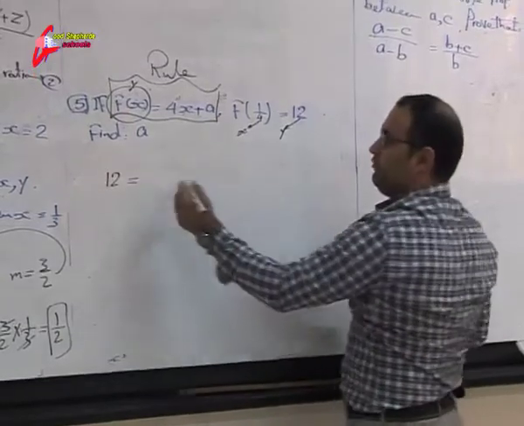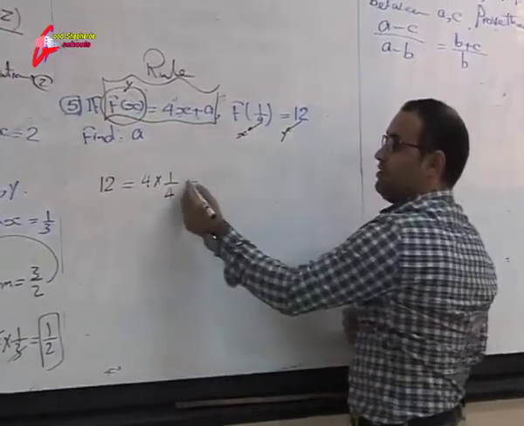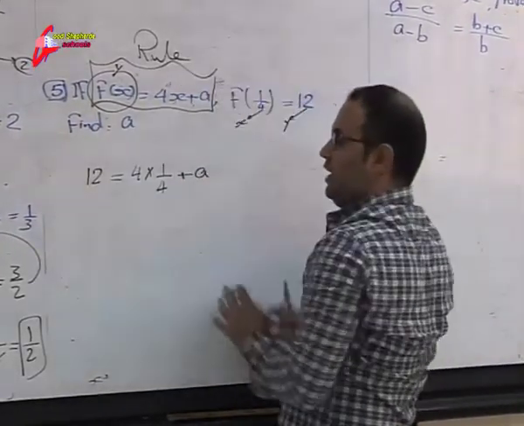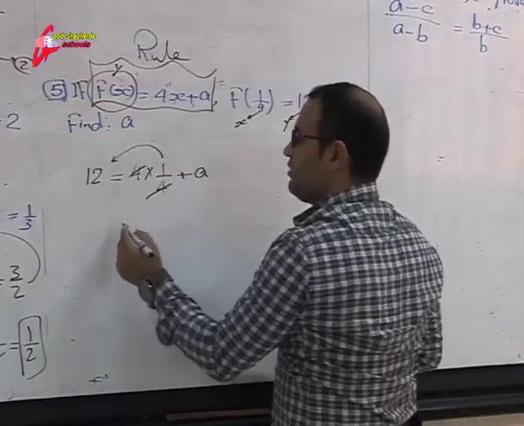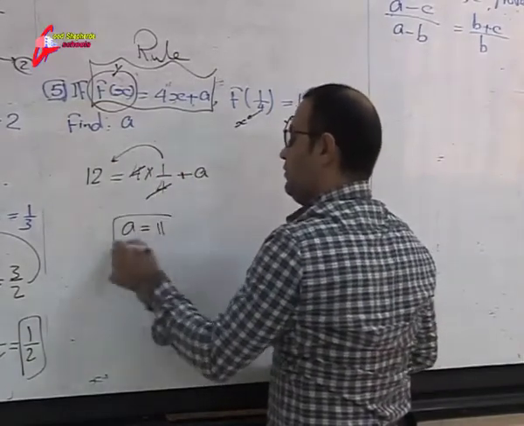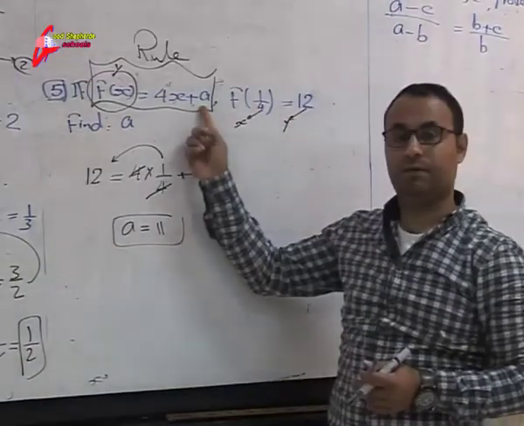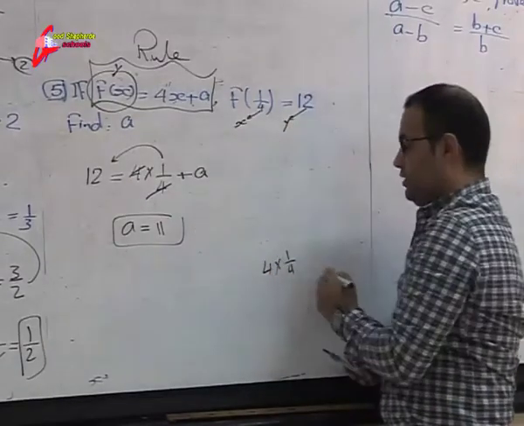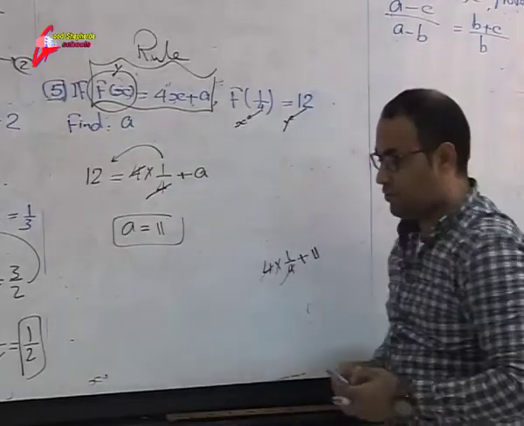Substitute, okay? 4 times a quarter plus a equals 12, and I take from this to substitute in this. 4 with 4, so this one will be in the opposite sign, so a equals 11. To check your answer, put this 11: 4 times a quarter, where x is a quarter, plus 11. This will be 1 plus 11, it will be 12. This is right, this is the correct answer.